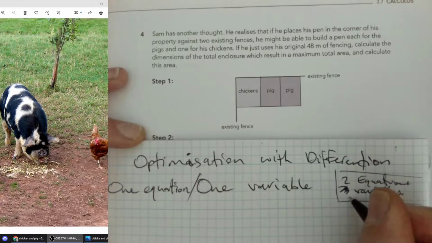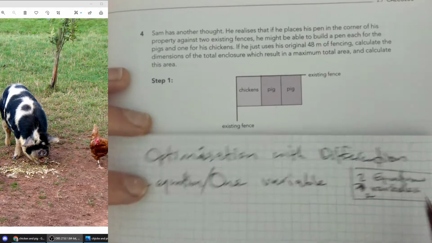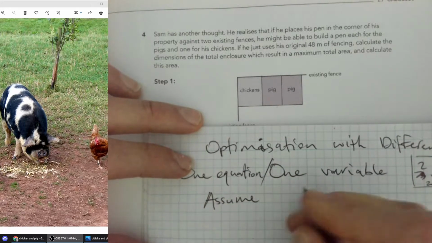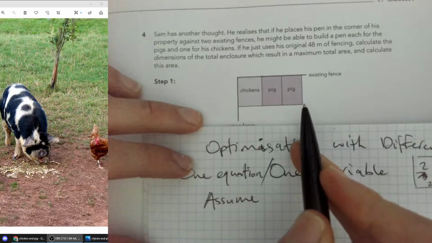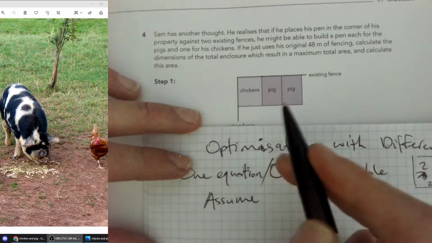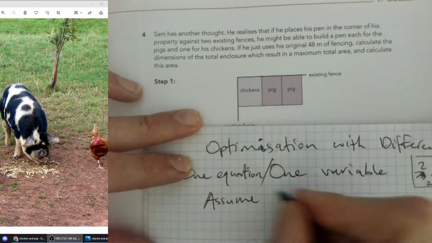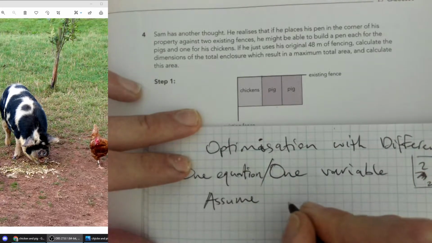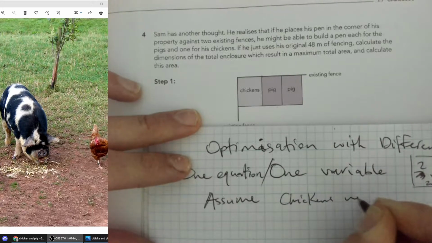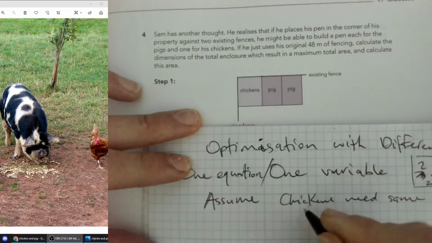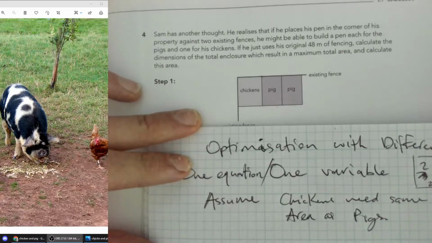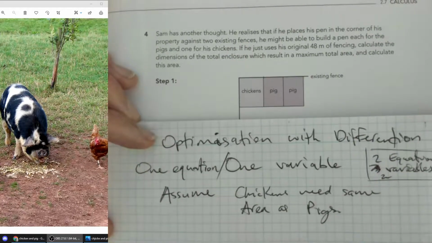So we have to break it down to 2 variables. And the best way to do that is to make an assumption. So we're going to need to assume that the chickens get the same amount of space as the pigs, which is fair enough. In fact, in many cultures, you would get rid of the pigs entirely. So we're going to assume that chickens need the same area as pigs. It's an easy assumption to add in, and it fixes the problem, right?